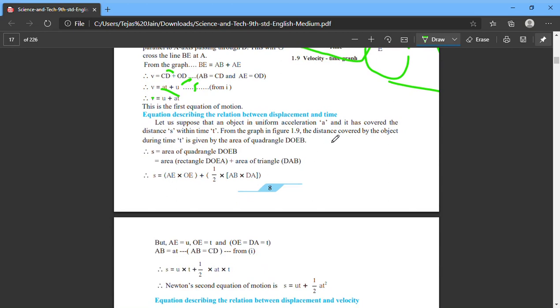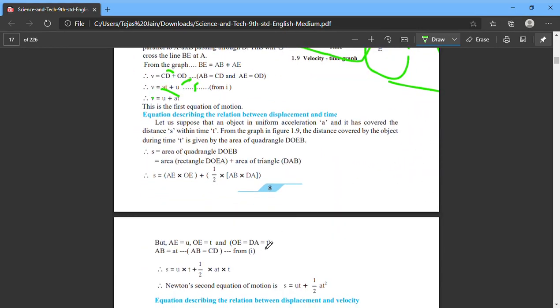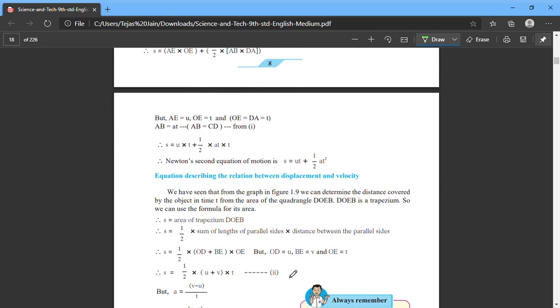And DA, once again, DA is similar to OE. When OE is equal to T, DA is also T. Therefore, we write T instead of DA. Therefore, we get the equation S is equal to U into T plus 1/2 AT into T, which becomes S is equal to UT plus 1/2 AT square. This is Newton's second equation of motion.